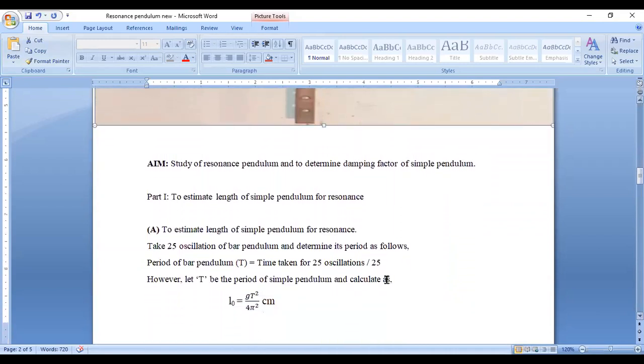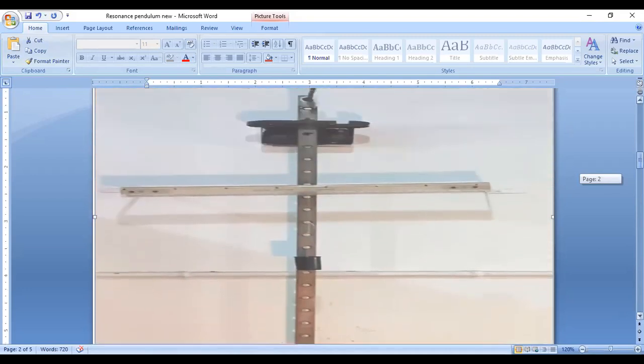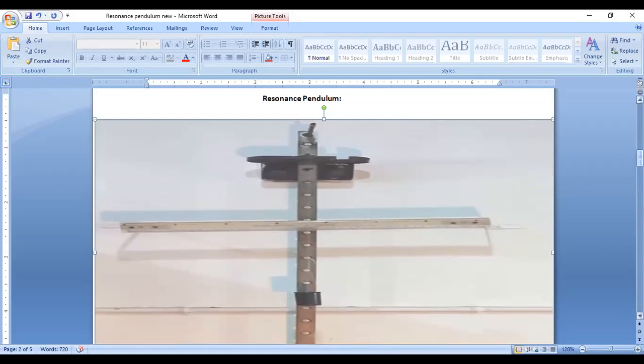Using this expression, find out L0. So the first part is over. Second part, when you start with the second part of the experiment, once you know the value of L0, then we can understand that this is the resonance length. So you take different values of the length of the pendulum. Suppose L0 is 60 centimeter.